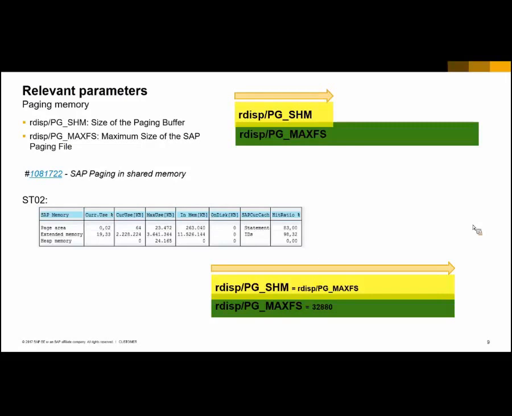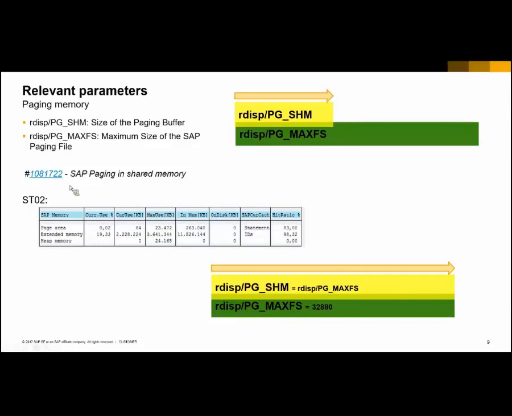The R3 page buffer is made up of two parts. It first takes memory from the shared memory. The size is defined by parameter RDISC SHM. Then, if more memory is needed, it is taken from disk until the size defined by parameter RDISC maxFS is reached. For 64-bit systems, you also have the option to reserve the memory space for SAP paging completely in the shared memory. This can be done by setting the profile parameter RDISC SHM to the value of the profile parameter RDISC maxFS. This is explained in this note.